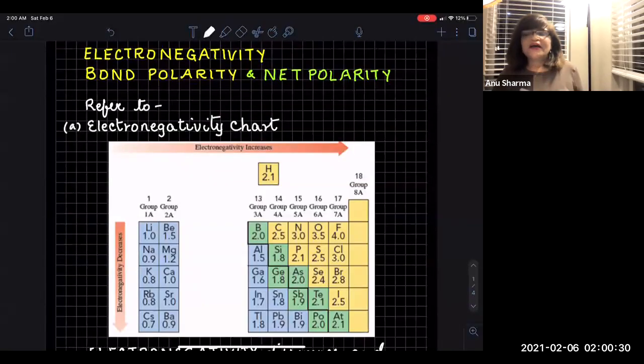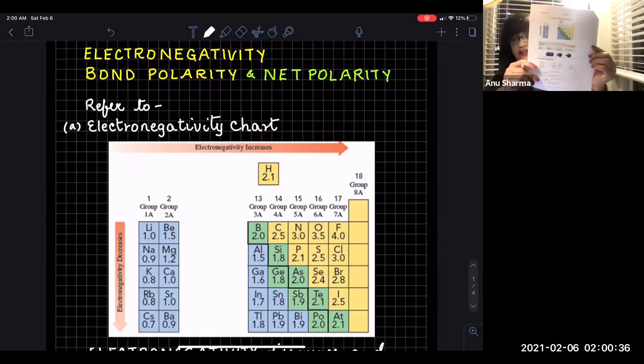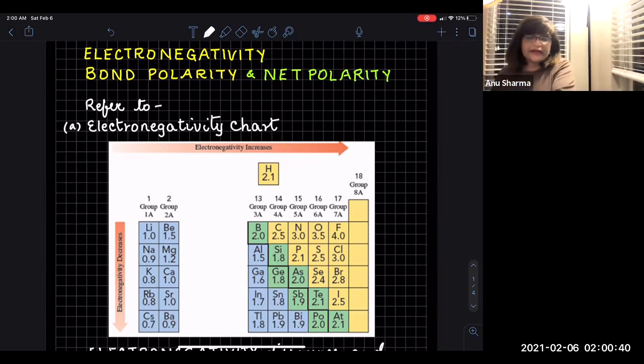So how do we determine whether a molecule is polar or a molecule is nonpolar? Let's find out. Okay, so here you see on the screen is the electronegativity chart. The same electronegativity chart is also in the handout which I give to the students in my class. So we are going to use it as a reference.